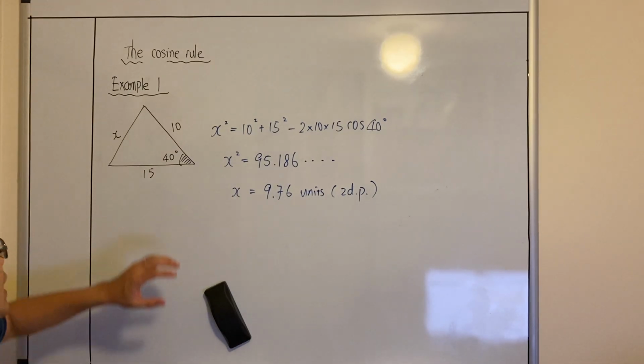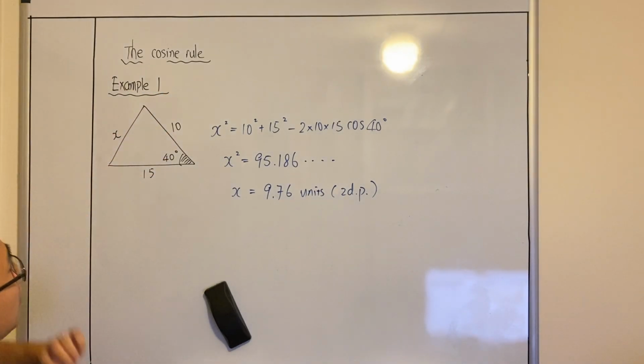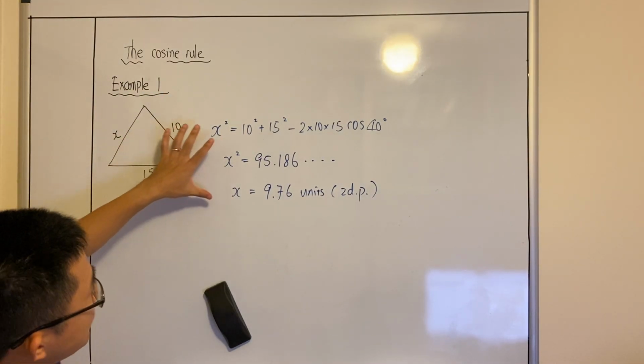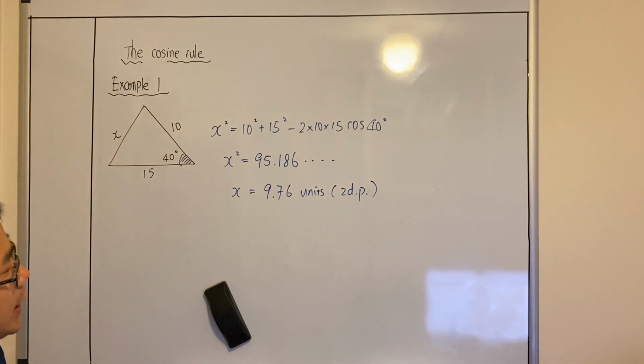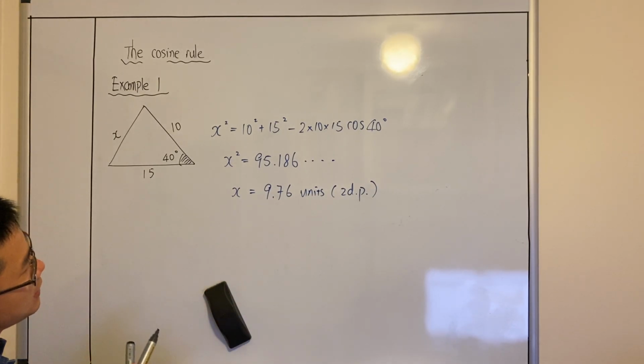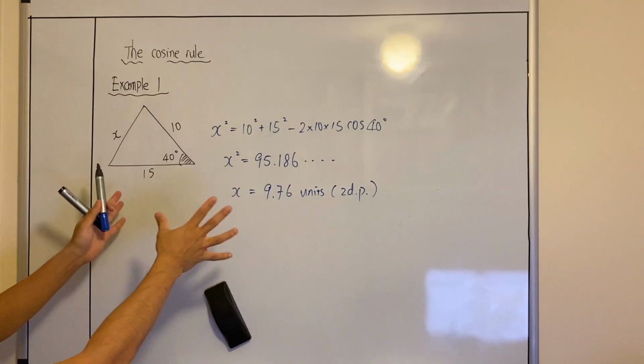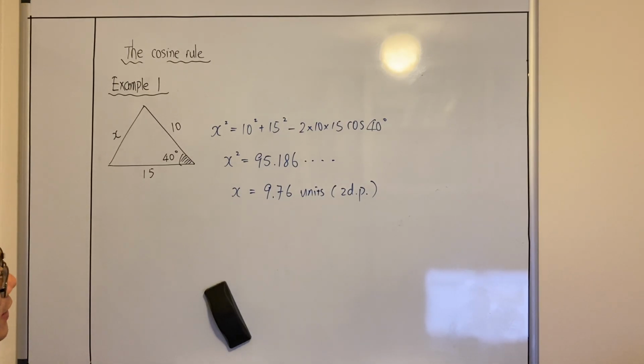So when the question is given as SAS, and your job is to find the third side, this is what you do. Very easy, straightforward, you just apply the formula. Now, there's another cosine rule formula that you need to know. Right now, the cosine rule formula is finding the unknown side.